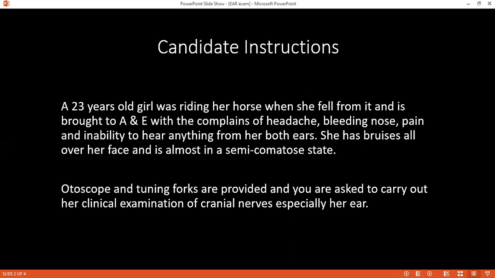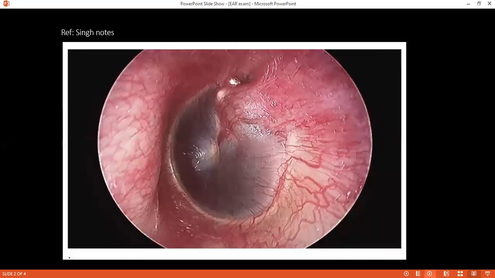Then I'll use the otoscope to see inside the ear for the tympanic membrane, and look for whether it is intact. How would you read the hemotympanum? On which side is it? It is the right side of the tympanic membrane. It depends on the cone of light. Where should the cone of light fall? The cone of light should fall at 5 o'clock in case of the right ear, and 7 o'clock in case of the left ear.